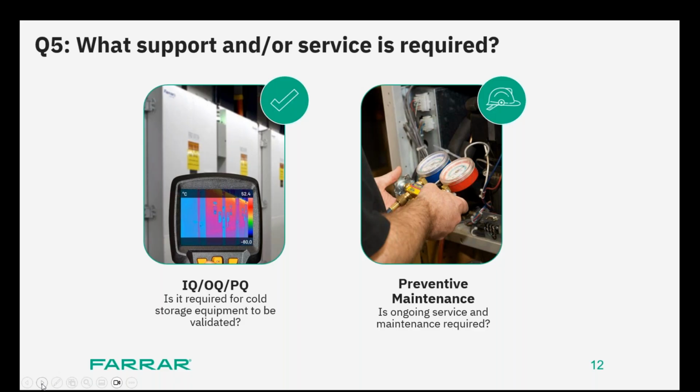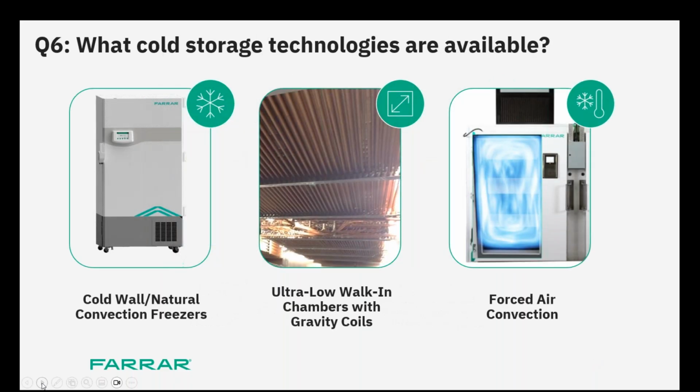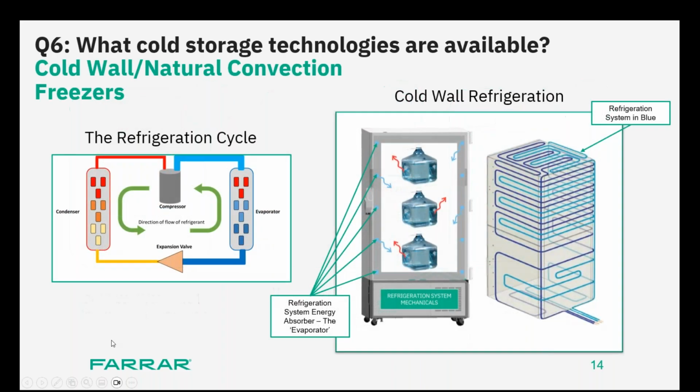So we have one final question for our speakers today, and it's actually a 3-parter. When it comes specifically to ultra low temperature storage, there are generally 3 types of solutions to choose from: a cold wall freezer, an ultra low walk-in chamber with a gravity coil, and then forced air convection. So we'll throw it to Rajiv for the first option. Rajiv, can you tell us a little more about cold wall convection freezers?